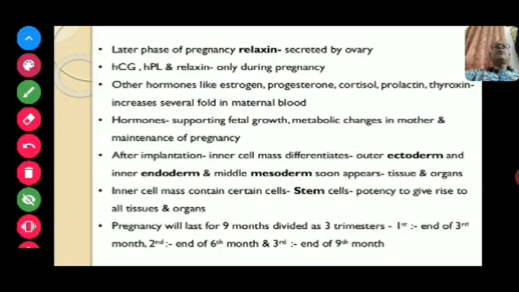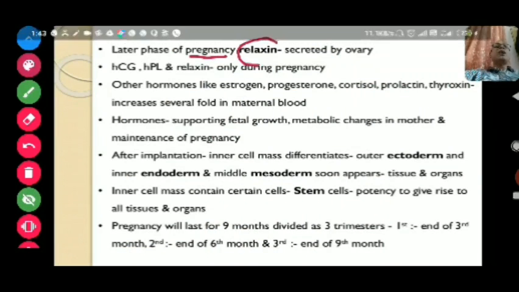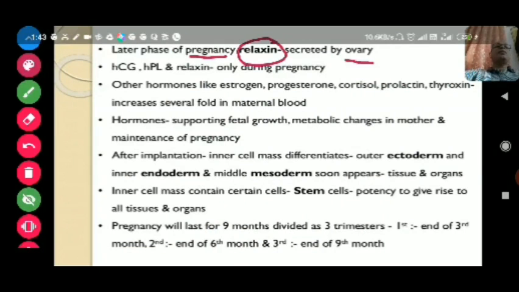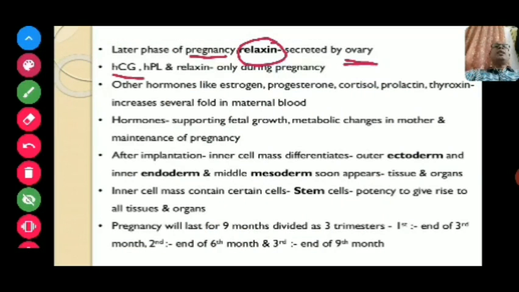Now, in the later phase of pregnancy, there is one hormone named relaxin secreted by the ovary. As you know, there are HCG, human chorionic gonadotropin, HPL, human placental lactogen, and relaxin. These are hormones released only during pregnancy.